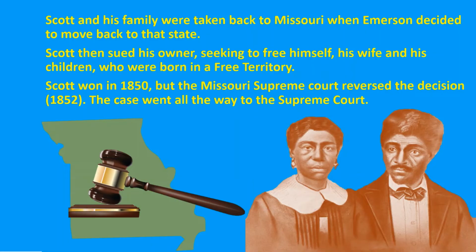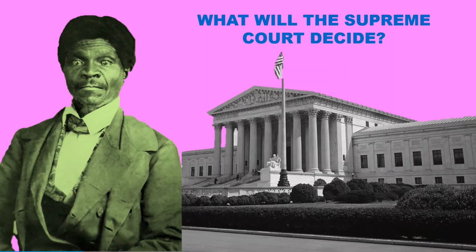Scott then sued his owner, seeking to free himself, his wife, and his children who were born in a free territory. Scott won in court in 1850, but unfortunately, the Missouri Supreme Court reversed the decision two years later. Dred Scott continued fighting and took his case all the way to the Supreme Court. What will the Supreme Court decide?